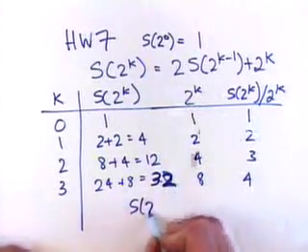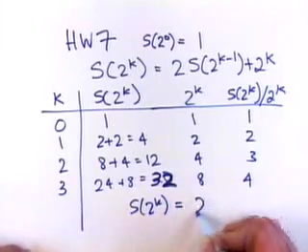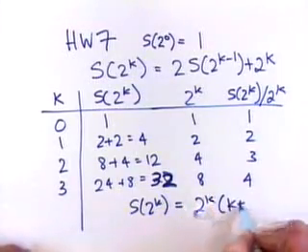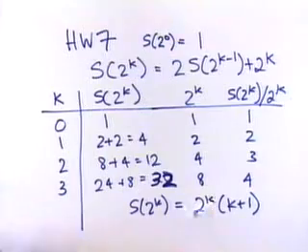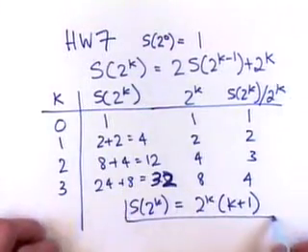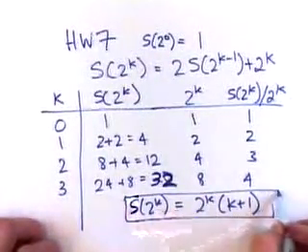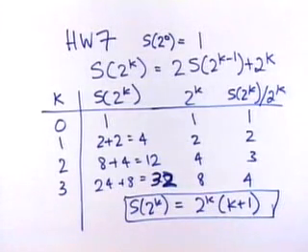So then we get S of 2 to the k equals 2 to the k times k plus 1. That's how the table really helps. And that's why I said try to guess at the closed form, because there's not really another good way to do this. You just make a table and you start looking at powers of 2.